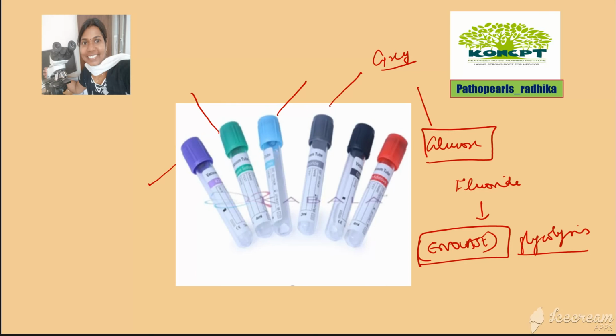So gray top for glucose, G for G, black for ESR, and red contains clot activator.